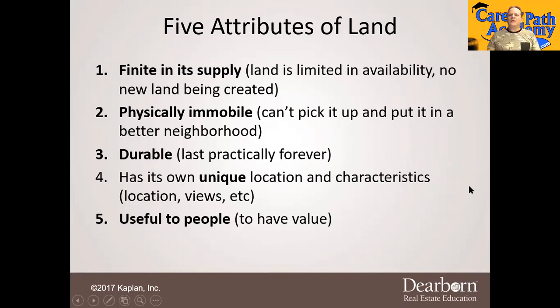Four, it has its own unique characteristics: location, views, and so forth. And when you find that perfect location and views and you want to make that your home, that is known as situs. You say, we're going to sit us right here, right? So the people's preference for location is situs. And five, it's useful to people. In order for land to have value, it's got to be useful.